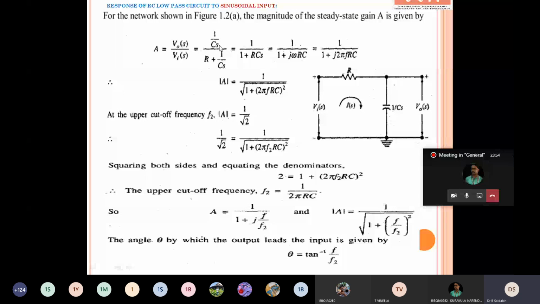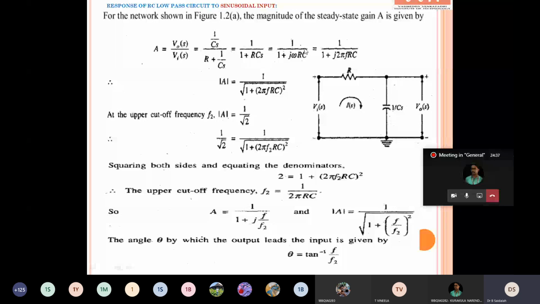The actual formula for voltage across the capacitor is capacitor reactance times current. But here the two elements, resistor and capacitor, are in series connection, so the current will be the same. That's why the current in numerator and denominator will cancel out. So the output is the impedance across the capacitor, 1 by Cs, divided by the total input VI of S, which is the drop across the resistor plus the drop across the capacitor. So that's R plus 1 by Cs times I of S, but I of S in numerator and denominator will cancel out. Now simplify it.